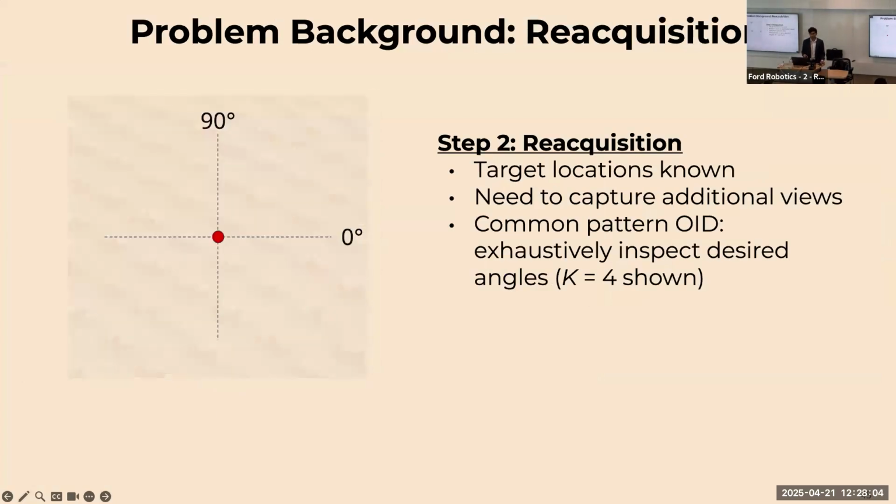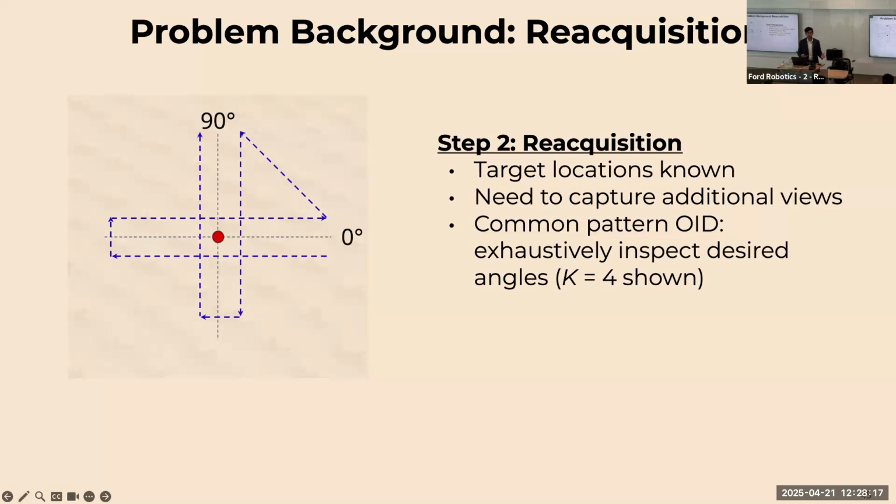The next stage is reacquisition, and a common pattern to do this is called the object identification pattern. In this animation, the vehicle is inspecting the object at various angles. This is 4 specific angles, but this can be expanded to 6 or 8 depending on the size of the object and the sensor characteristics. You can have a pass length L and also a radius or distance away from the object as well.